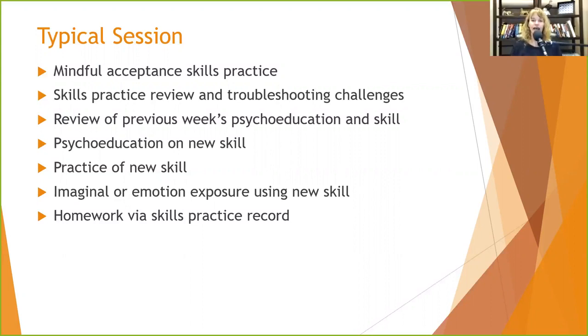And then homework via skills practice record. So they're going to assign people homework based on what skills they've learned so far, and then there's a practice record that people log their successes as well as their challenges with the new skill.